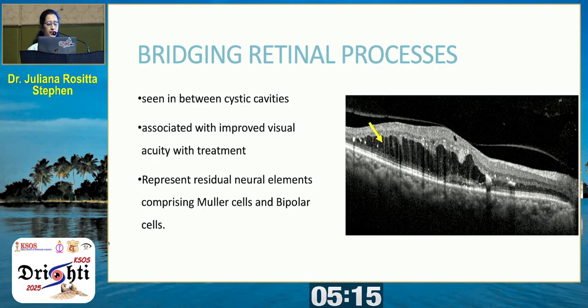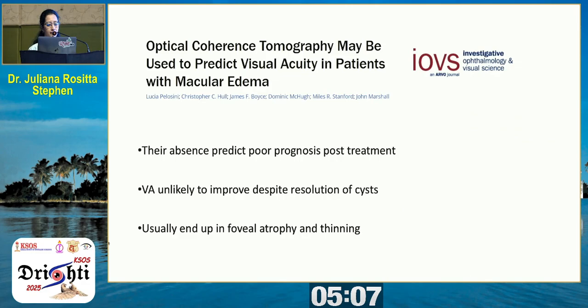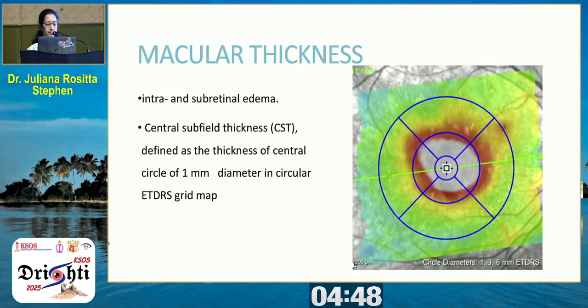They are associated with improved visual acuity with treatment. They represent residual neural elements comprising Muller cells and bipolar cells. Their absence of bridging retinal processes signifies poor prognosis post-treatment, and visual acuity is unlikely to improve despite resolution of the cyst. Those patients usually end up in foveal atrophy and thinning.